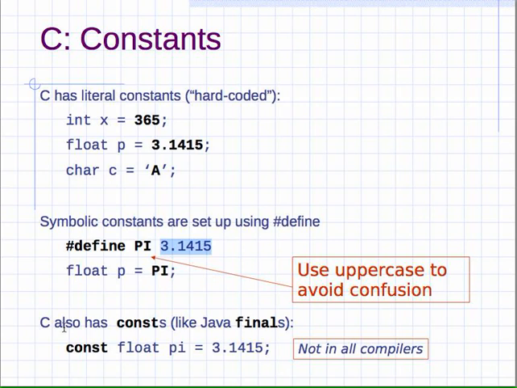Okay, so C, like C++ and Objective-C, also has const. That is like Java finals. So this would be just like a Java final. You say const float pi equals 3.1415. And this is true in all the compilers that we will use, but you may not find it in every single compiler. So if, for example, you use some embedded system, it might be possible that that system will have a C compiler that does not recognize consts. Hopefully we don't run into that situation.